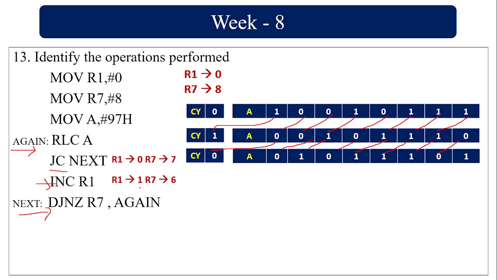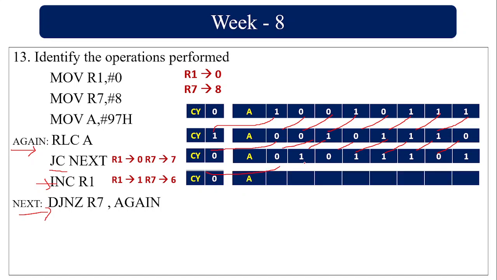So your R1 becomes 1. After this it comes to the next line, so decrement your R7. So R7 becomes 6. Again it is not equal to 0, so it goes again to RLC A. So now what happens here? Your 0 will be moved to your carry, and it is shifted left. You will perform the left shift once again.